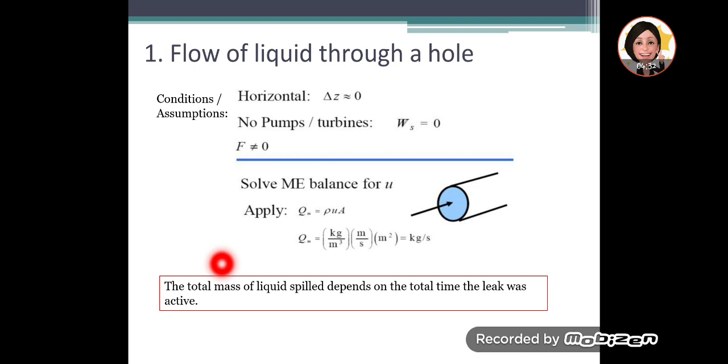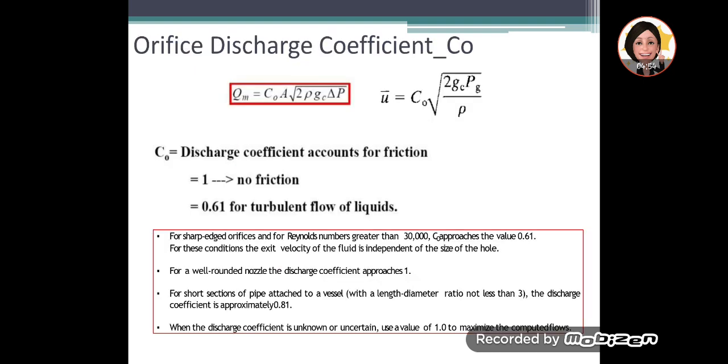Therefore, the total mass of liquid spilled will depend on the total time the leak was active. We have a mass flow rate per second, and we can multiply it by the total time that it was leaking to get the total mass spilled. If you notice, in these equations there's this term, C naught. C naught is a discharge coefficient which accounts for friction. It's called the orifice discharge coefficient. The orifice is the small hole, the point where there is a leak, the opening.